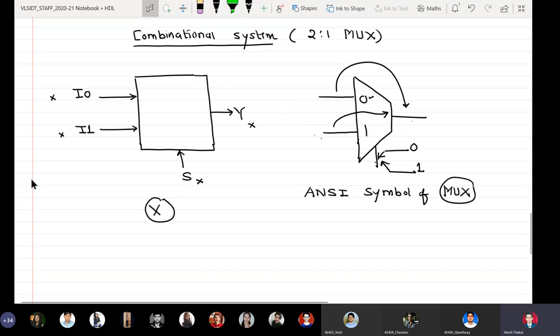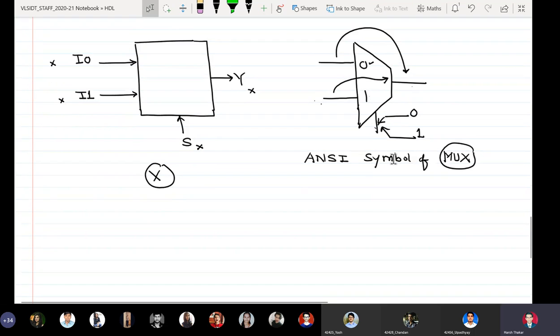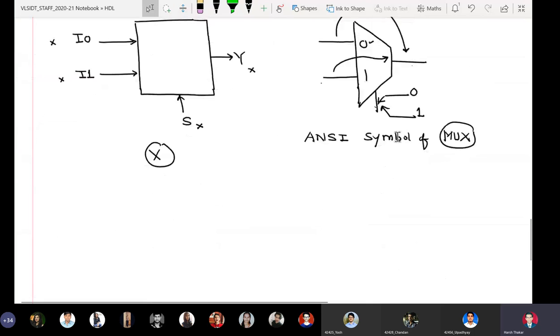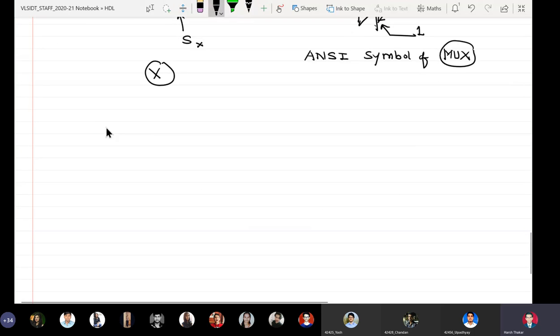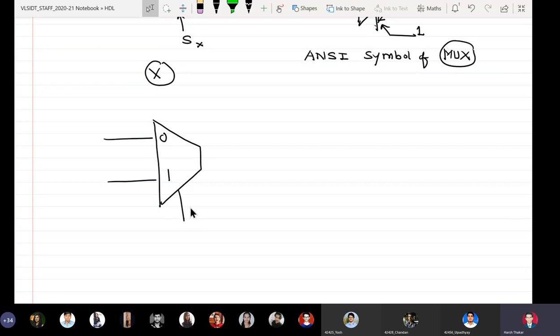Very simple. That is why henceforth we are not going to use this particular block diagram to represent a multiplexer. I will be using the ANSI symbol of mux to convert it into a D latch. Now I will draw the multiplexer again and draw the truth table. Because I want to make the truth table, I will actually have to write I0, I1 and S. So now I write down S, I write down Y, I0 and I1.